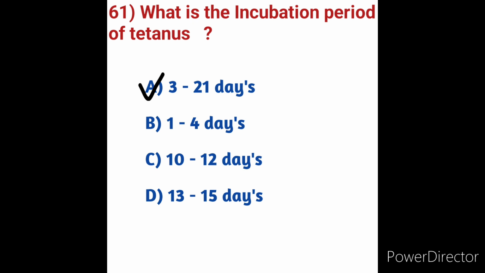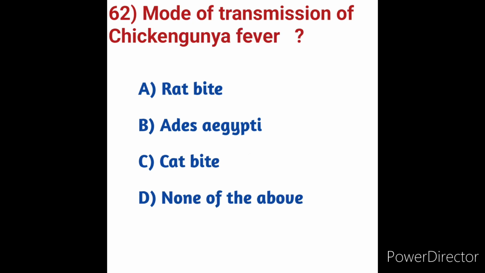Next we will move on to question number 62. Mode of transmission of chikungunya fever. What is the mode of transmission of chikungunya fever? We will see here options. Option A, rat bite. Option B, Aedes aegypti. Option C, cat bite. Option D, none of the above.